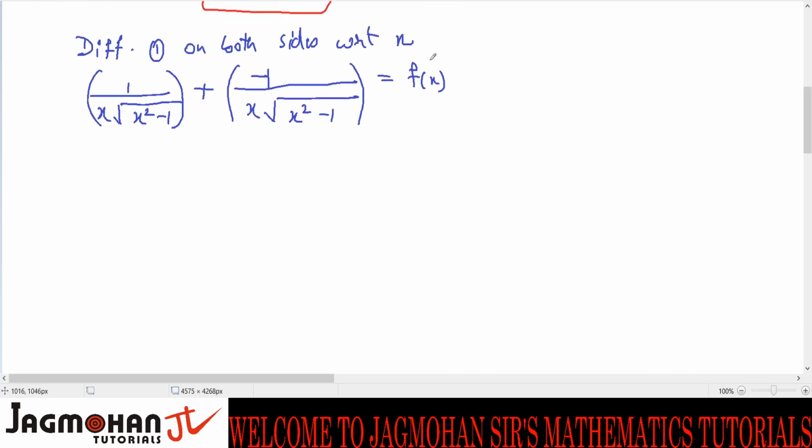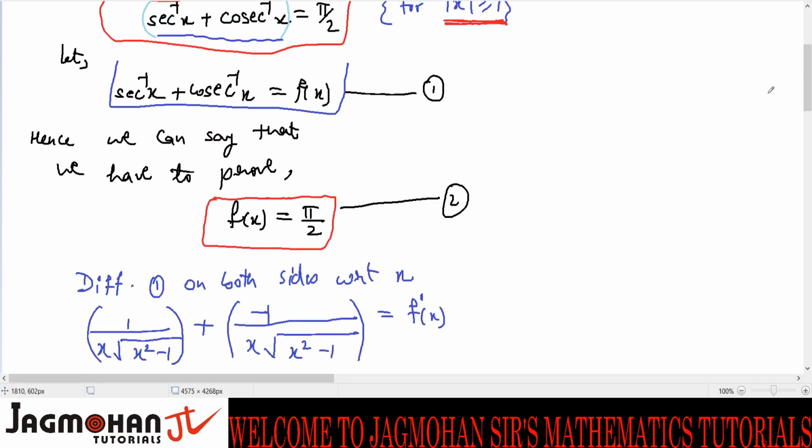This will be f dash x, because when you are differentiating, d by dx of sec inverse x is 1 upon x root of x square minus 1 as it is, and d by dx of cosec inverse x is minus 1 upon x root of x square minus 1. And what is on the RHS? I am getting d by dx of f of x. What is d by dx of f of x? It is f dash x. See here, I have written f dash x.